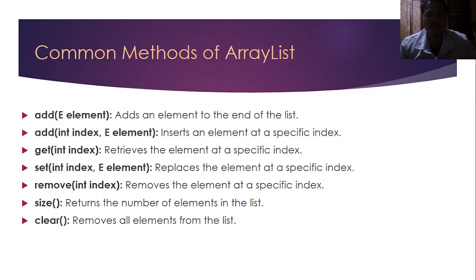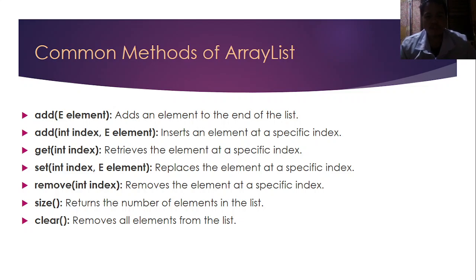Next are the common methods of an ArrayList. First, you can use add, and you just simply name any element, and that adds an element to the end of the list. Then next is add with an int index and the element. Here you can insert any element at a specific index. For example, if you want to insert new data, just simply point to any index and write what element you want to use.